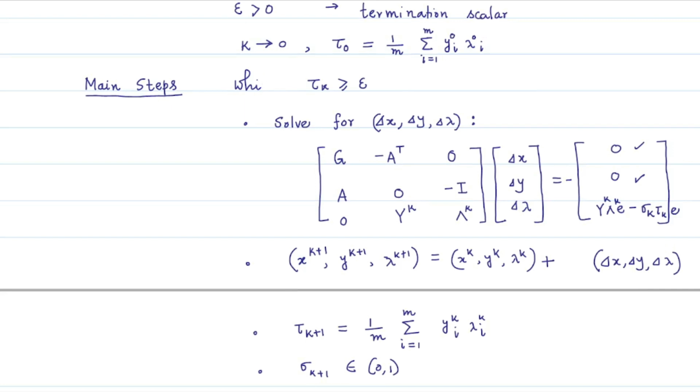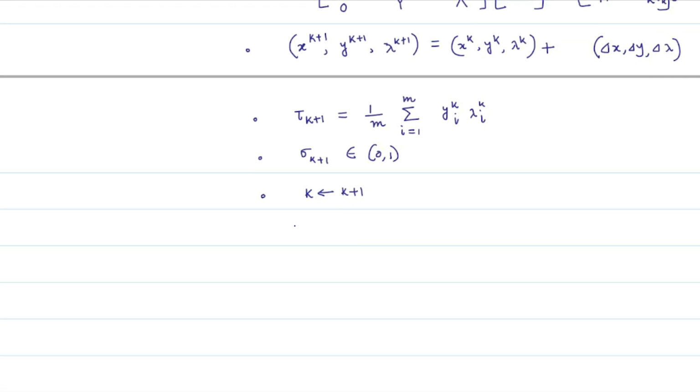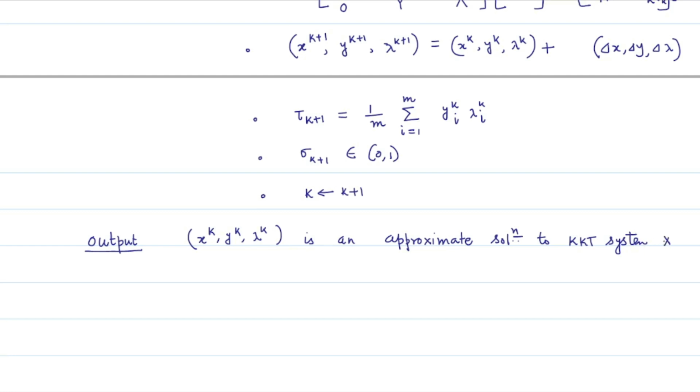while you have tau k greater than or equal to epsilon. If not, then you stop and then you give the output that the point xk, yk, lambda k is an approximate solution to the original KKT system with tau equal to 0.